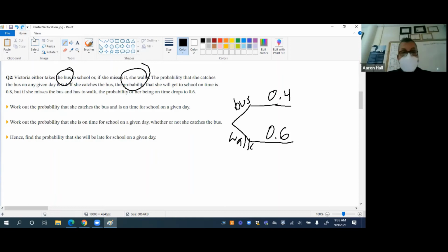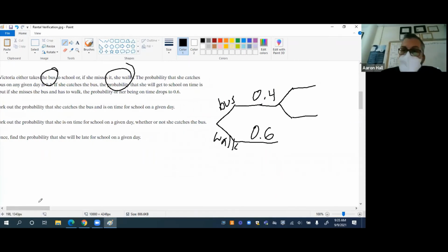And what else do we have? If she catches the bus, the probability that she'll get to school on time is 0.8. Oh, we have another branch. What is the other branch going on here? Yeah, on time or not. It's on time or not.